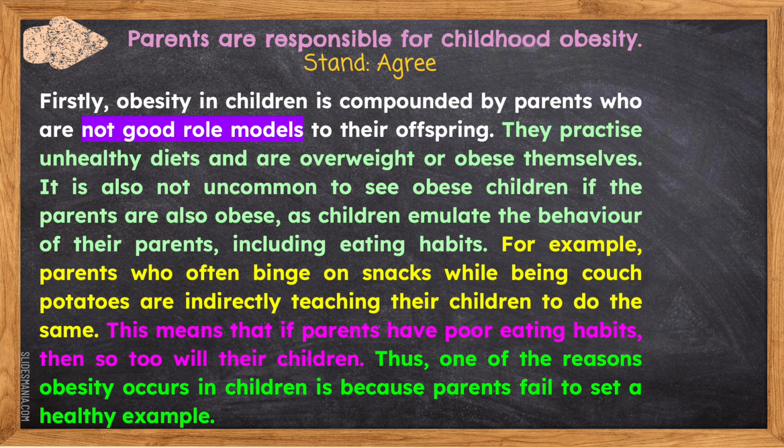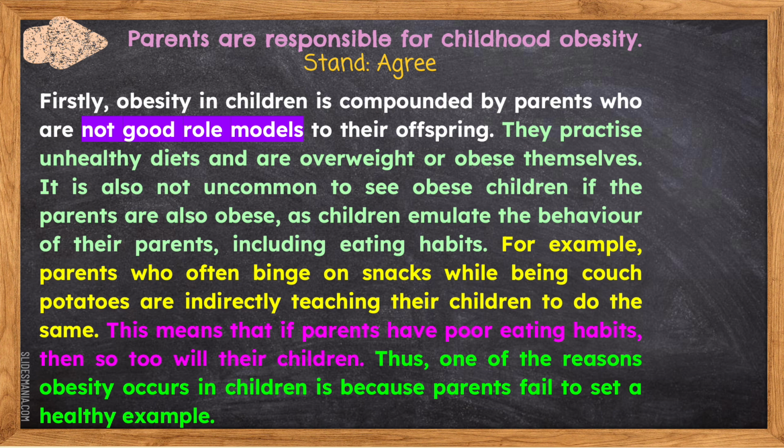Okay, the statement here mentioned the word parents. Your topic sentence must also mention the word parents. Okay, mention childhood. Here you have the word children, and here you have the word offspring. Offspring also means their kids. Alright. And then how are they responsible? So you say not good role models.